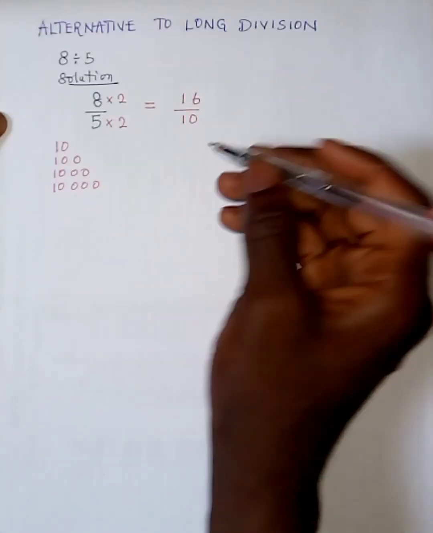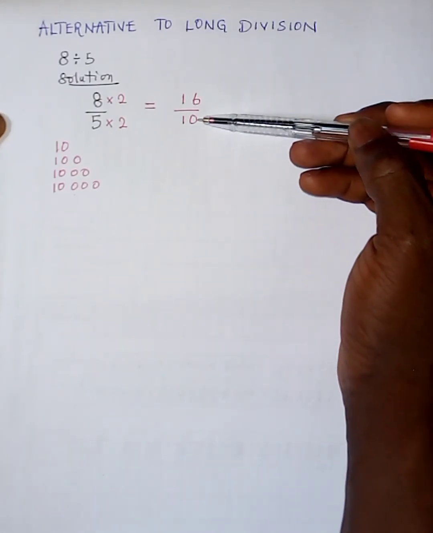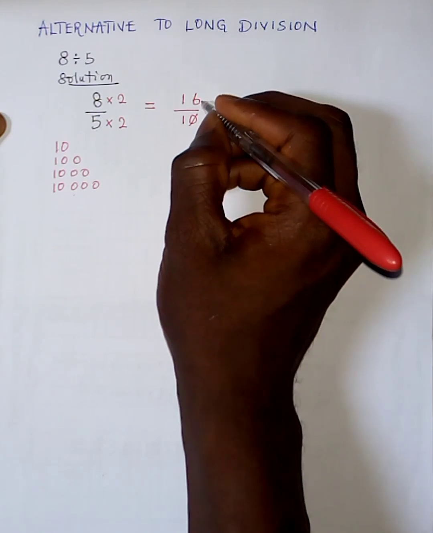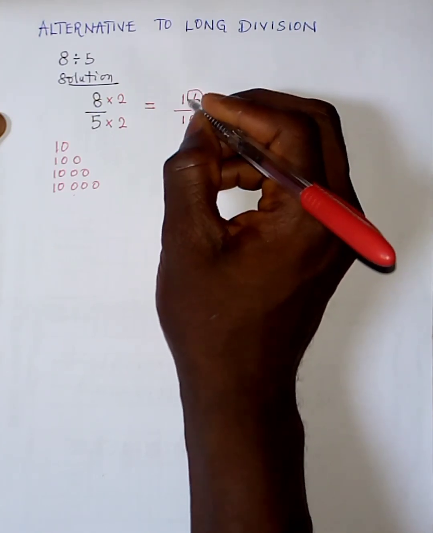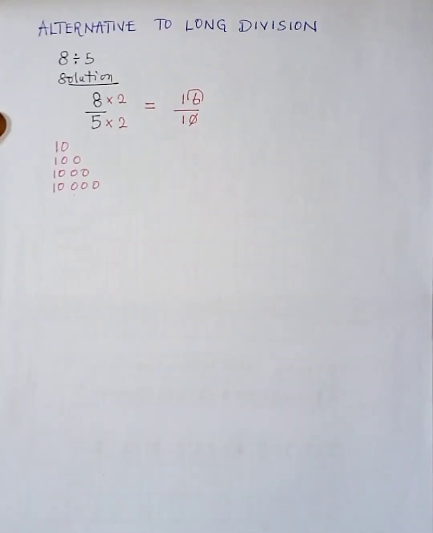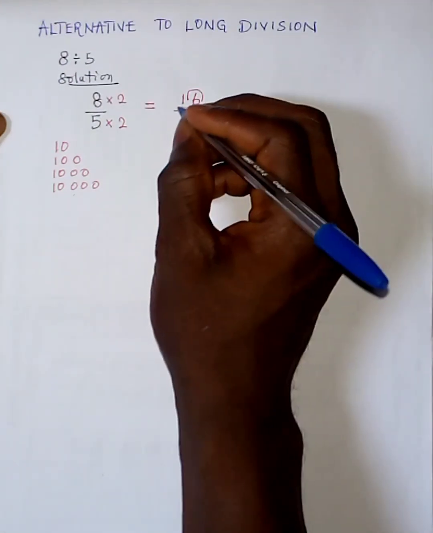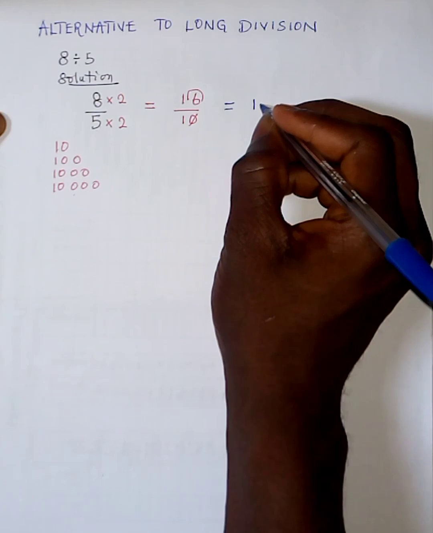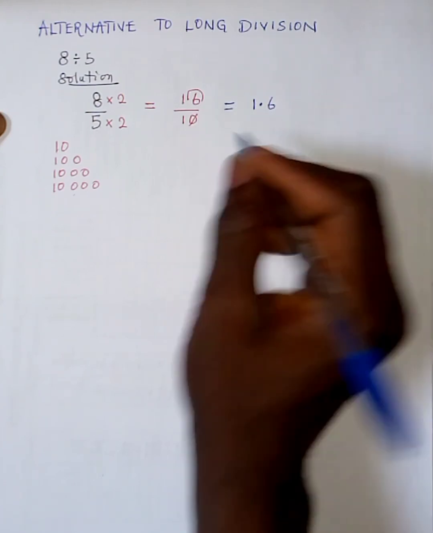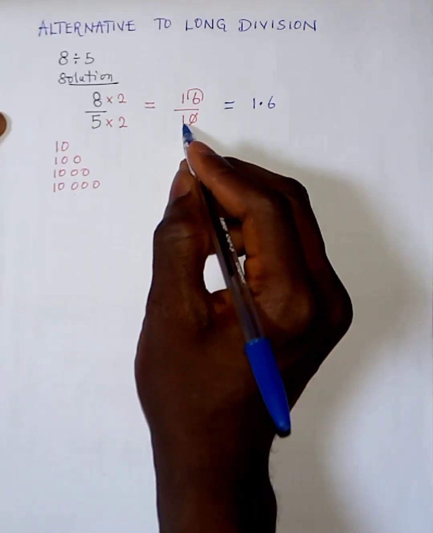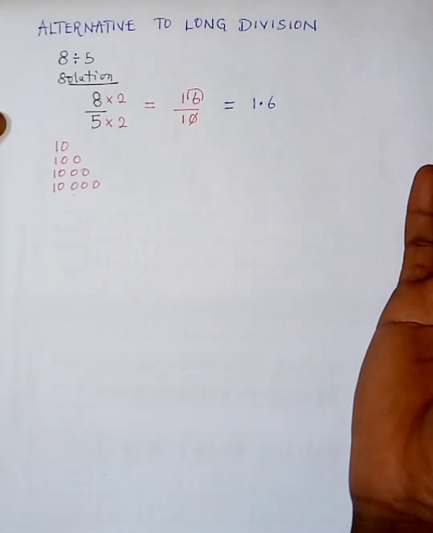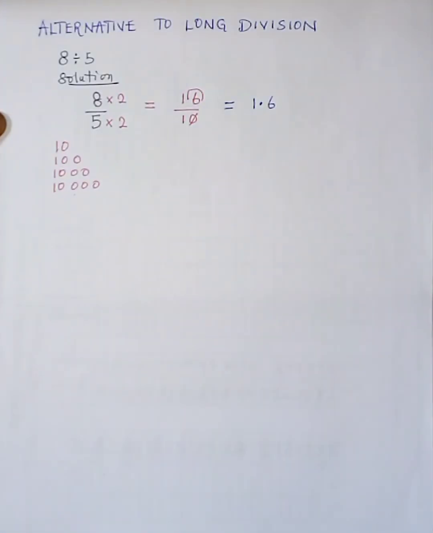Therefore, to divide by 10 is very easy. Just simply cancel the 0 and move an invisible point backwards. So our final answer will be equal to 1, then the point, then 6: 1.6. Then this 1 here, we can just leave out because anything divided by 1 is still equal to that thing. So that is 1.6.